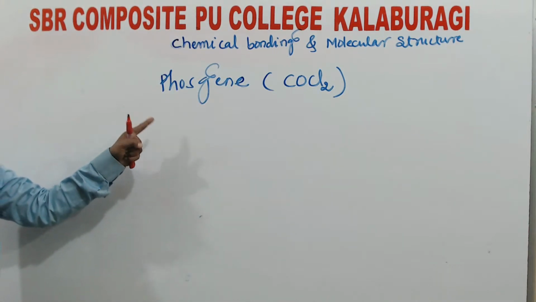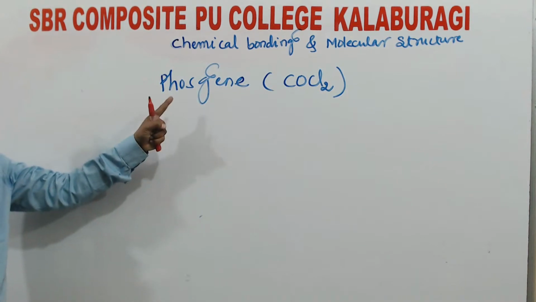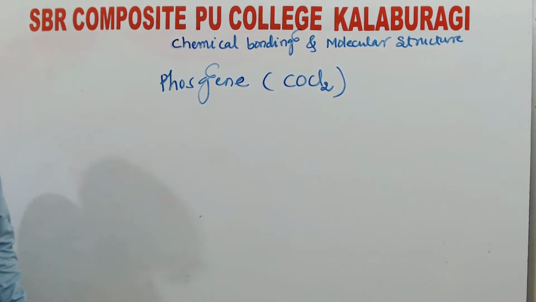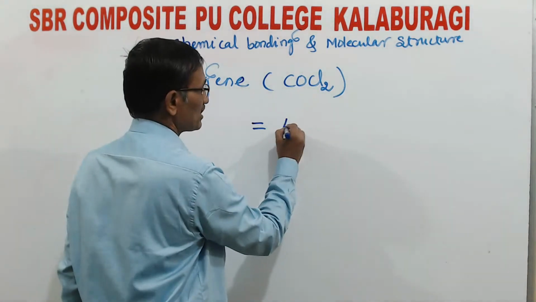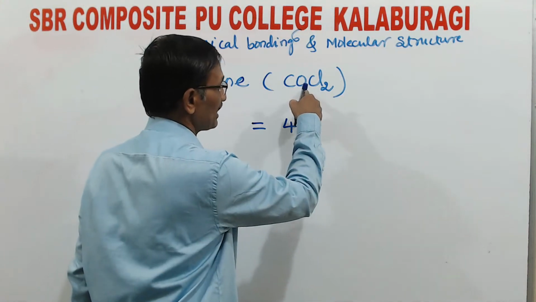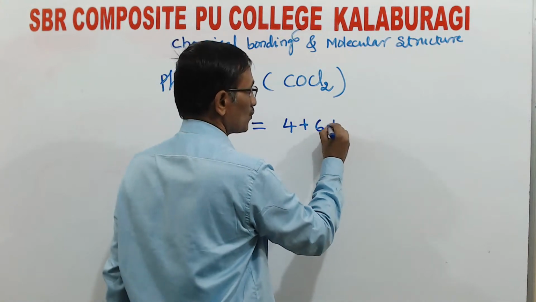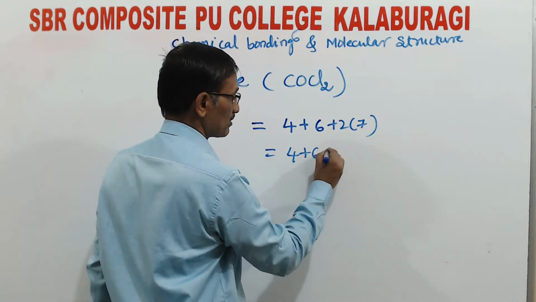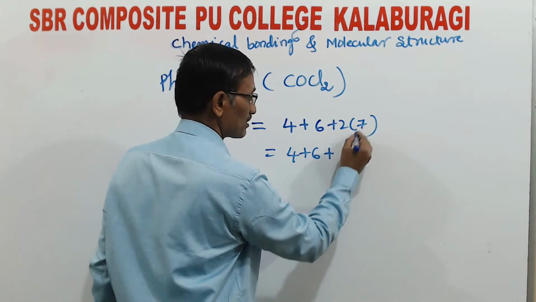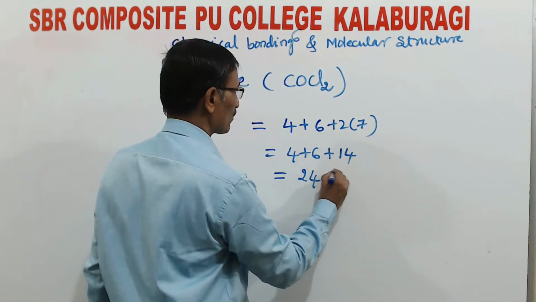Now, how do you assign the formal charge on each atom of phosgene gas? First you write the Lewis structure for that. Carbon is there, valence electrons 4. One oxygen atom, valence electrons 6. 2 into chlorine, 7 each. 4 plus 6, plus 7 twos are 14, that is 24. You will get 24 electrons.